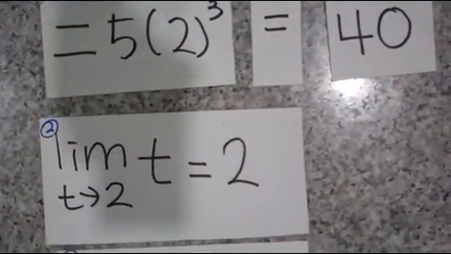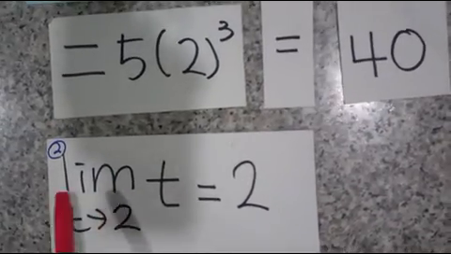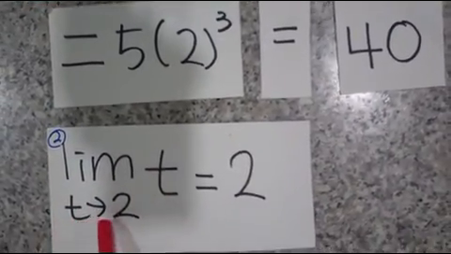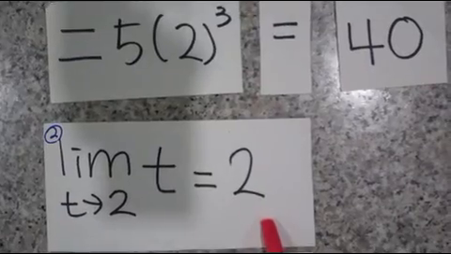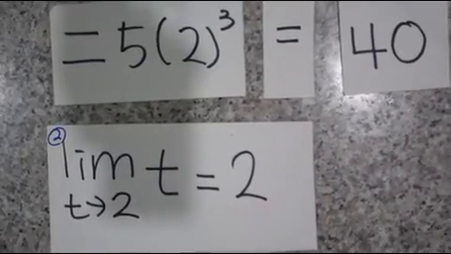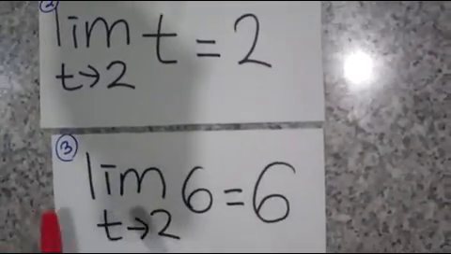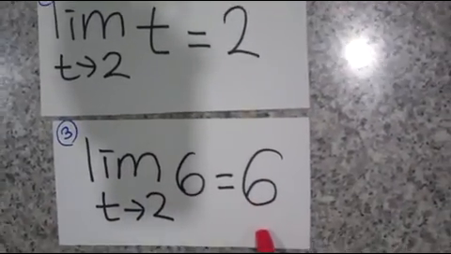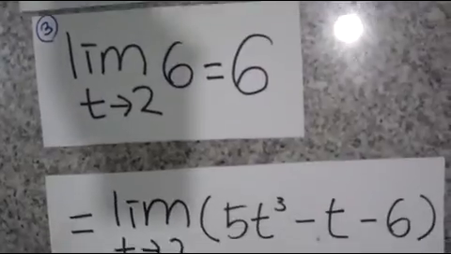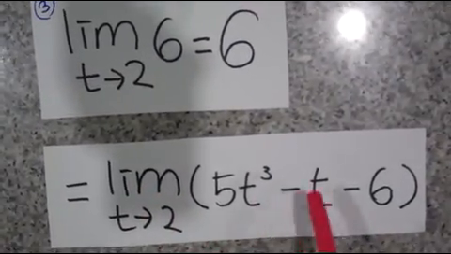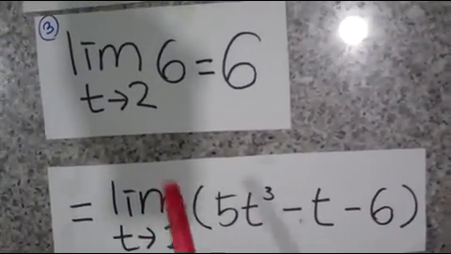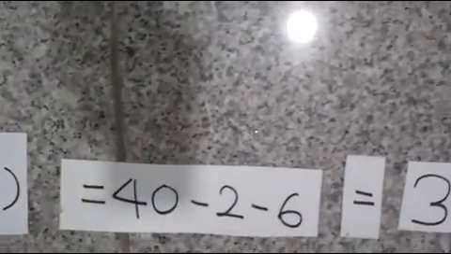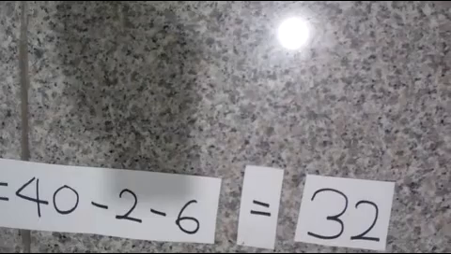To solve the whole question, you have to solve the limit of t as t approaches 2, which is 2, as we learned previously. Also, the limit of 6 as t approaches 2 is 6. Finally, the limit of 5t cubed minus t minus 6 as t approaches 2 equals 40 minus 2 minus 6, which is 32.